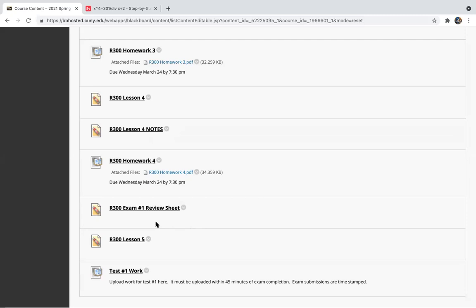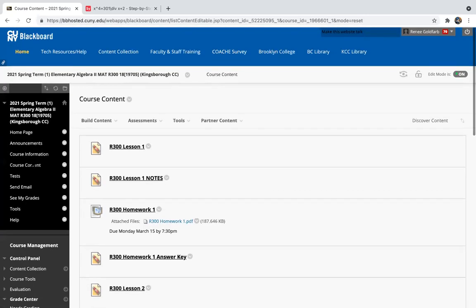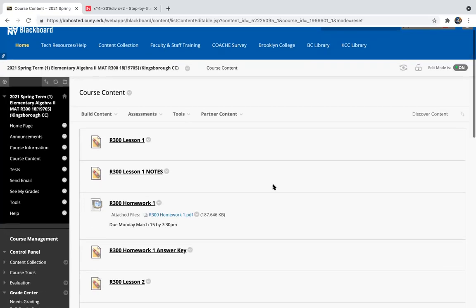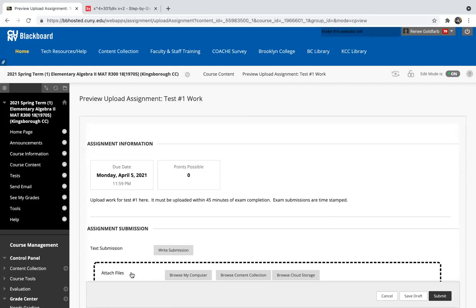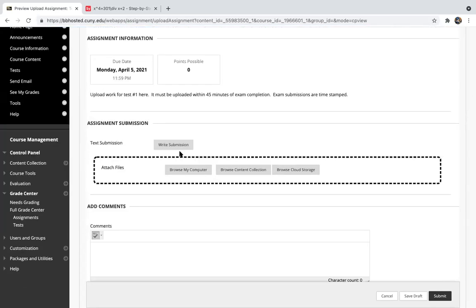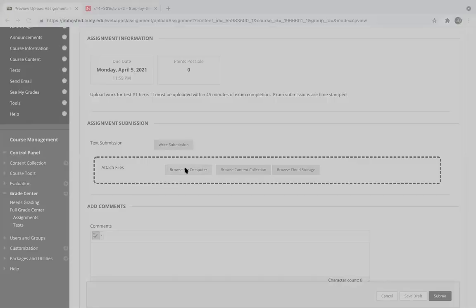So this semester I'm doing something different. Just like your homework that you upload to Blackboard, I do not accept emailed homework in this class. You're going to go to course content. I don't want to click it again only because people's grades show up. You're then going to click on test one work. This is the same thing you would do for your homework. If you do your work on loose leaf paper, you will take pictures of the work and save it somewhere on your phone or your computer. So I would call it homework 3 page 1, homework 3 page 2, test work page 1, test work page 2. You click on browse my computer.